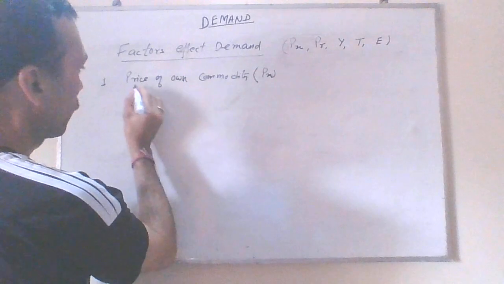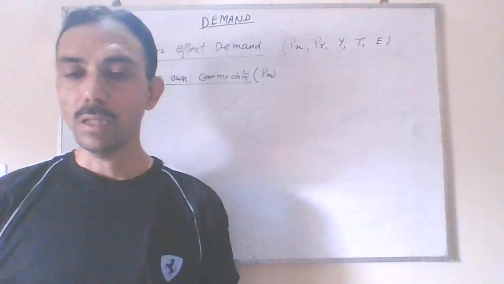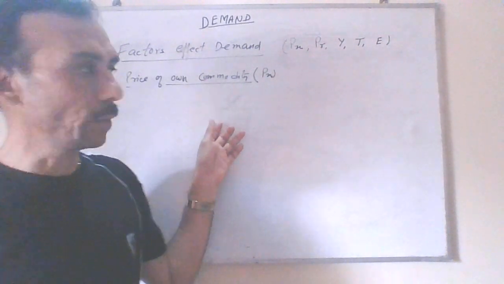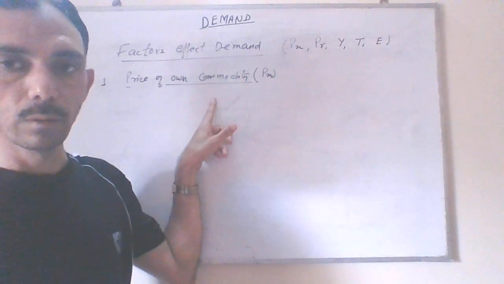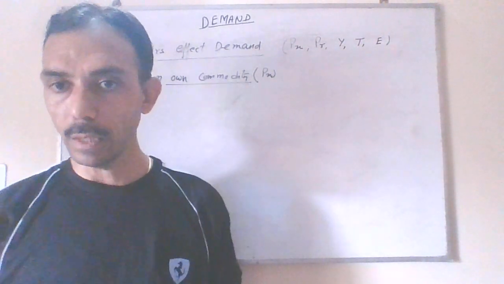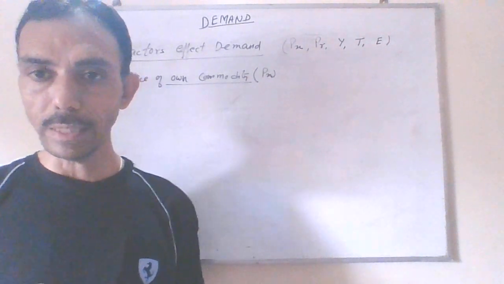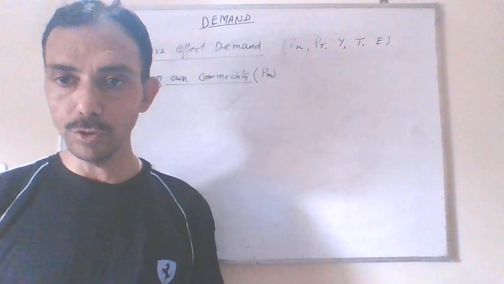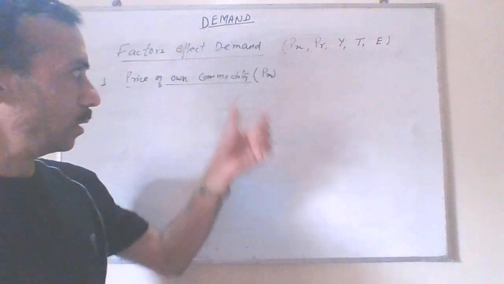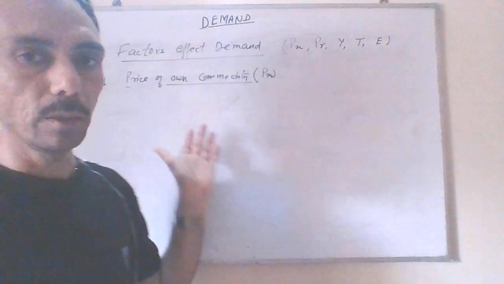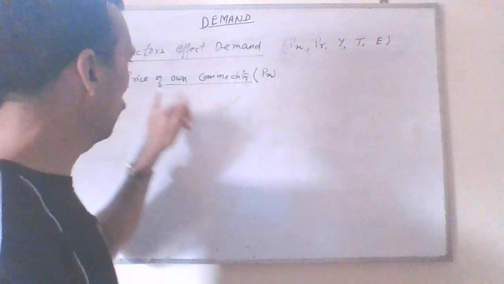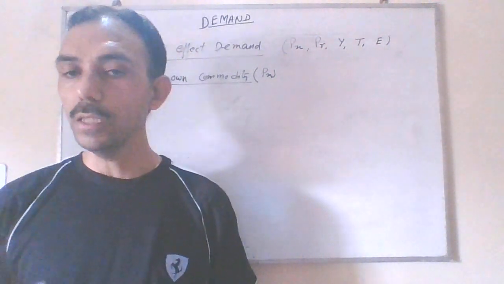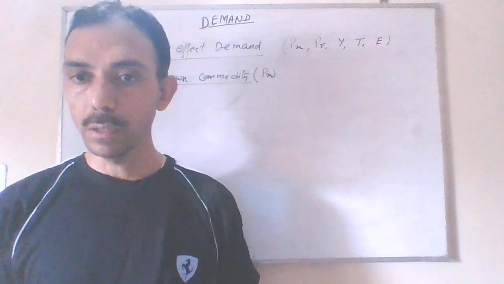This is PX. Demand is highly affected by its own price. This is the foremost factor which affects the demand, that is, the price of our own commodity. When the price of a commodity increases, the demand for that commodity falls. And when the price of a commodity falls, the demand for that commodity increases, keeping other factors unchanged. The demand and the price have an inverse relation.